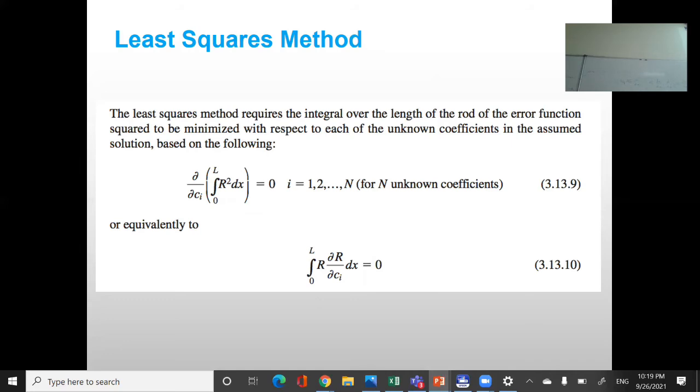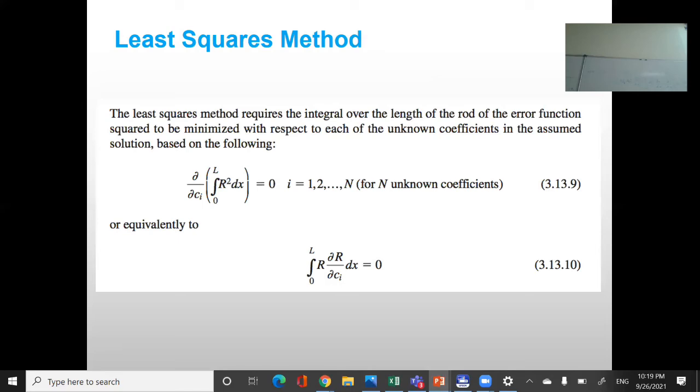So the least square method requires the integral over the length of the rod of the error function to be minimized with respect to each of the unknown coefficients, like C1, C2, and C3. This one will generate for you 3 equations.